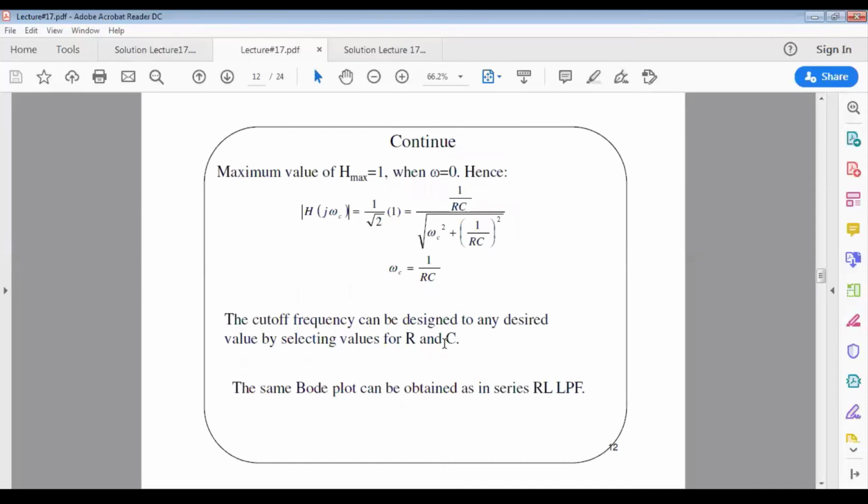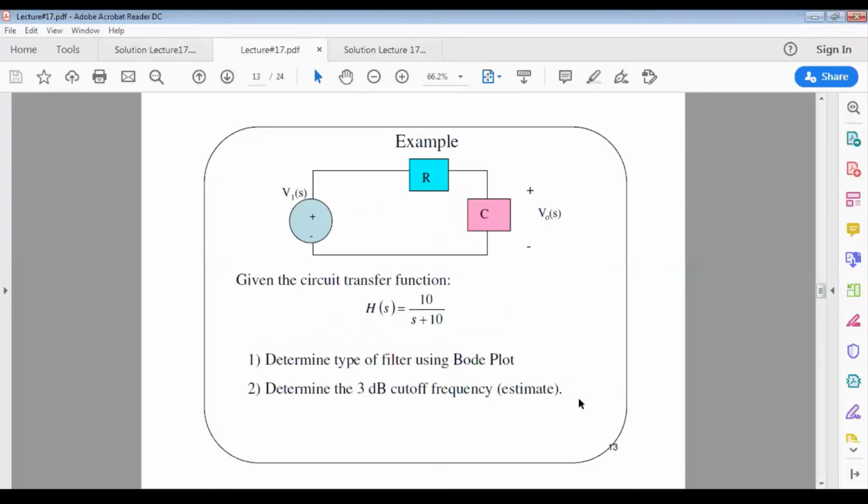Okay, so similar to what we have learned before, for an RC circuit of low pass filter, the cutoff frequency is calculated based on the equation of 1 over RC. So based on this equation of the cutoff frequency, again, we can design the filters according to our required cutoff frequency. Okay, so we can design the filters according to our specification, by simply changing the value of R and the capacitance value. Okay, so the Bode plot can be obtained as in the series RL circuit, so we don't proceed with that. So we're going to have the first example for a low pass filter.